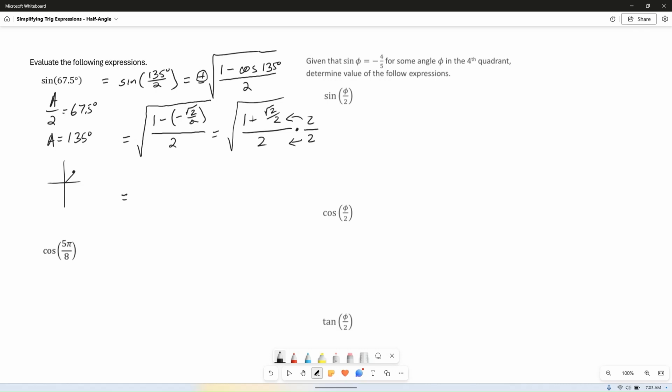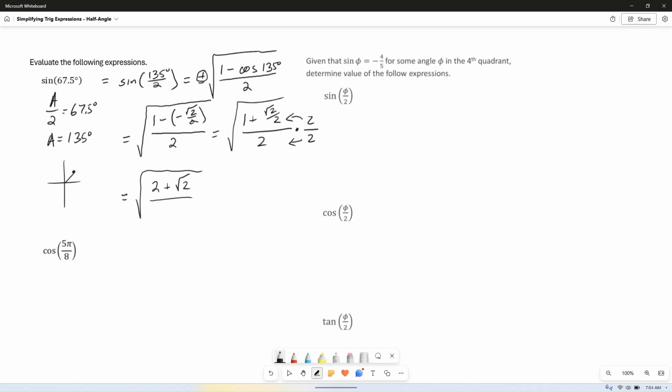So when I distribute this 2 in the numerator, we're going to have 2 plus the square root of 2. The 2 times the 1 is a 2, and then the 2 times the square root of 2 over 2, the 2's cancel, so we're left with just the square root of 2.